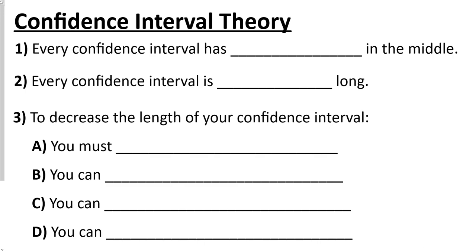So to wrap it up, a couple things with confidence intervals. Number one, these are notes worth taking. Every confidence interval has a point estimate right in the middle. Okay, that's our statistic. Every confidence interval is, we're going to say 2e, which essentially is saying twice the margin of error.